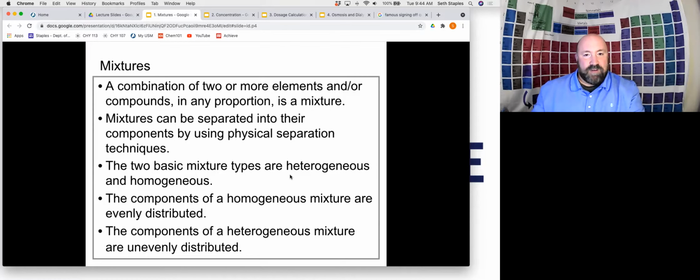We talked about the two basic mixture types, heterogeneous and homogeneous. Components of a homogeneous mixture are evenly distributed. Components of a heterogeneous mixture are unevenly distributed.